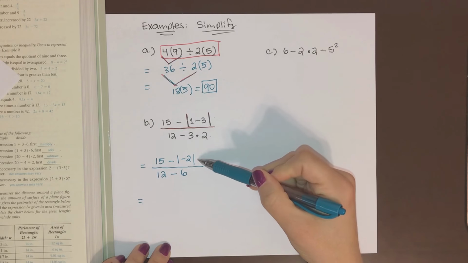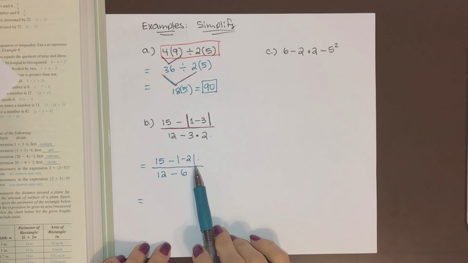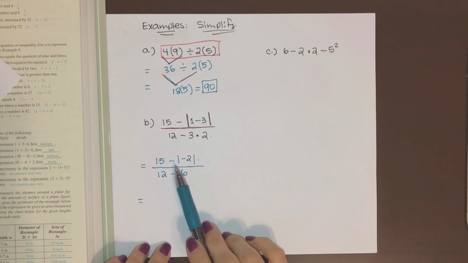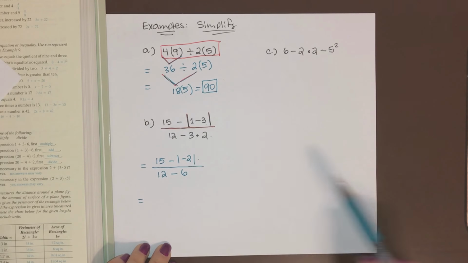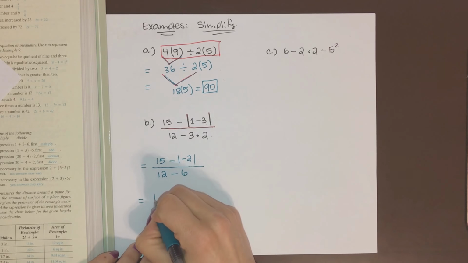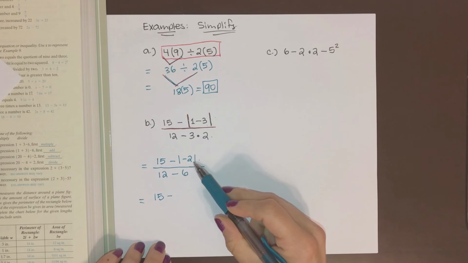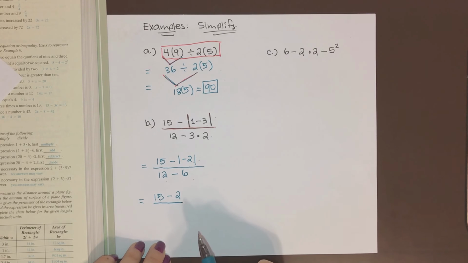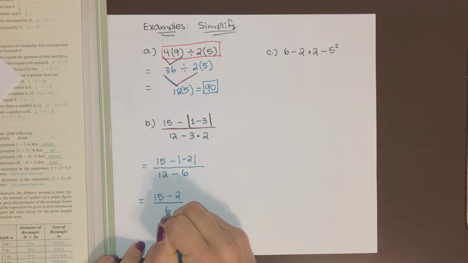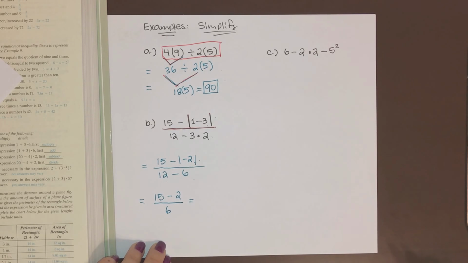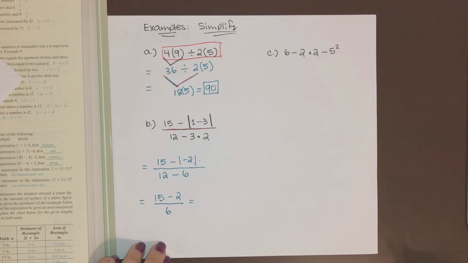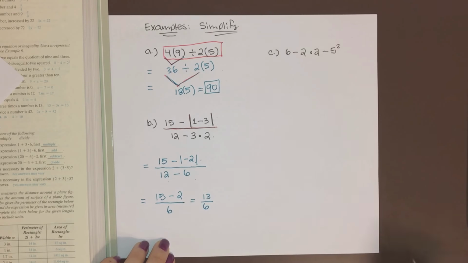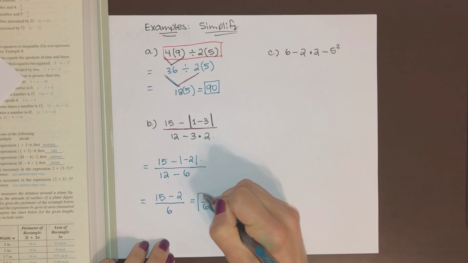Let's go back to the numerator here. So since this is absolute value, I have to take care of this first. We do not want to combine the two negatives because these are not parentheses, they are absolute value. Take the absolute value first. That's 15 minus absolute value of -2 is 2. We can subtract 12 minus 6, and that's going to give us 6. And then we're going to go back to the numerator here, and we have to subtract 15 minus 2. That's going to give us 13. We can't reduce this, so we're going to leave our answer as is.